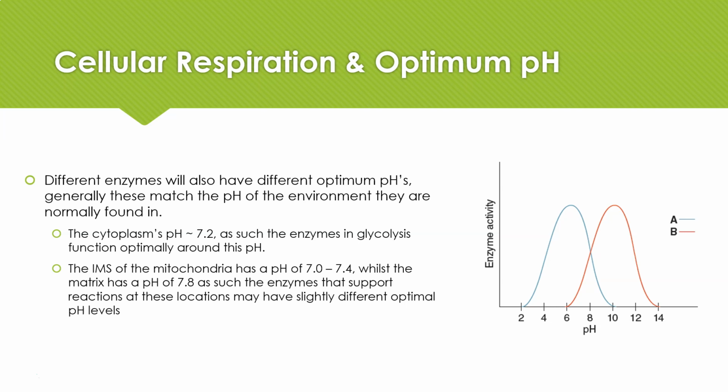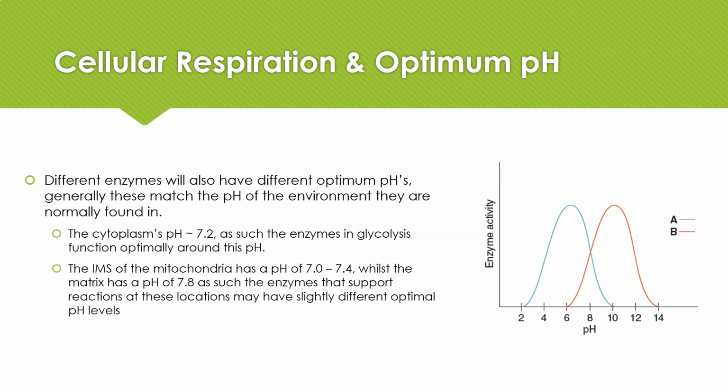For the enzymes involved in cellular respiration, the cytoplasm of a cell tends to have a pH around 7.2. So the enzymes that do glycolysis are going to function best around that pH. Whereas in the mitochondria, the intermembrane space is from 7 to 7.4, while the matrix is actually a bit higher at 7.8. So anything involved in reactions in the Krebs cycle, which happens in the matrix, should be able to work well around 7.8, which is higher than in the cytoplasm. So you might see that the enzymes involved in these different stages of cellular respiration end up with slightly different optimum pHs, based on where they're meant to be found and functioning.